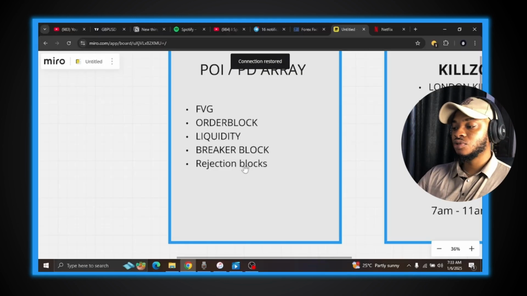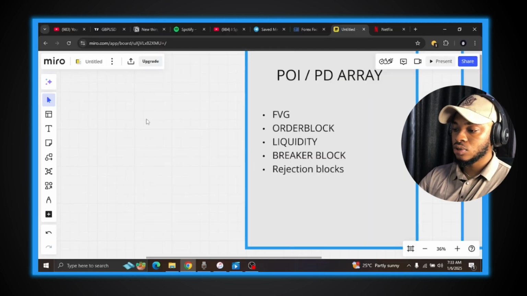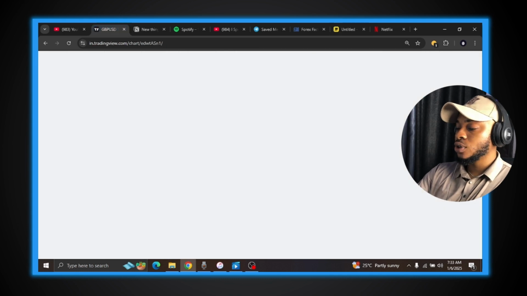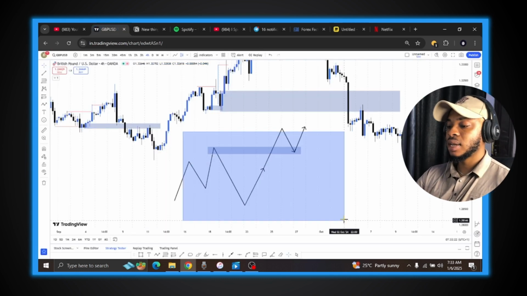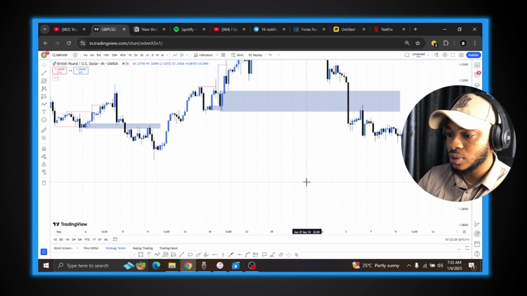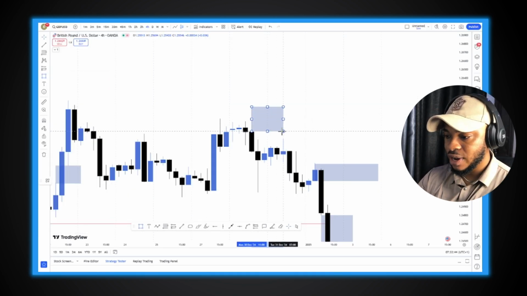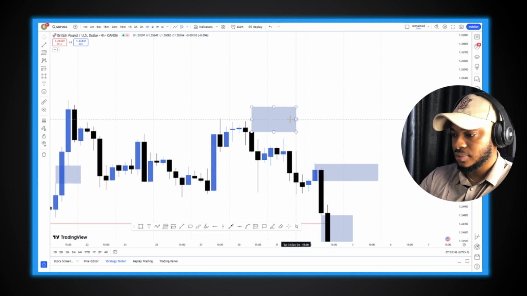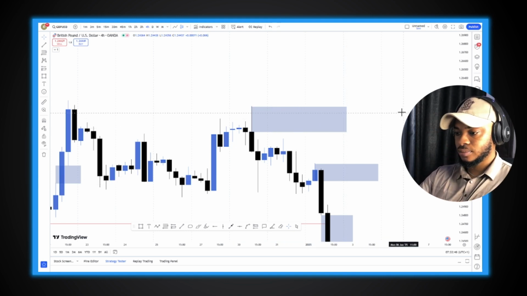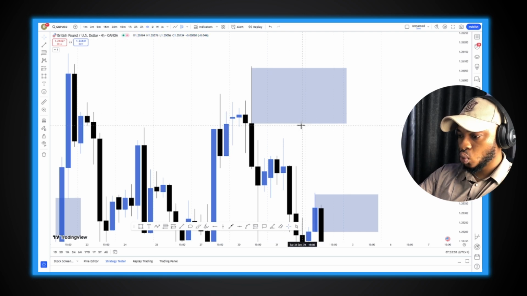All right, so the next is rejection blocks, right? So when you take a look at these markets, we find out that we have lots of rejection blocks here, and I'm going to show you how they look. Now, this is a clear example of a rejection block. We have it right here. Did you see that? That's a rejection block. Did you see that? Good. It's standing on its own.